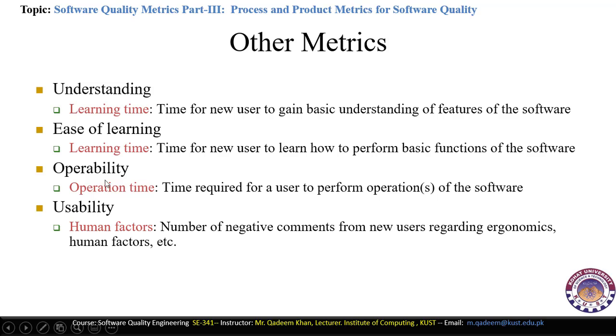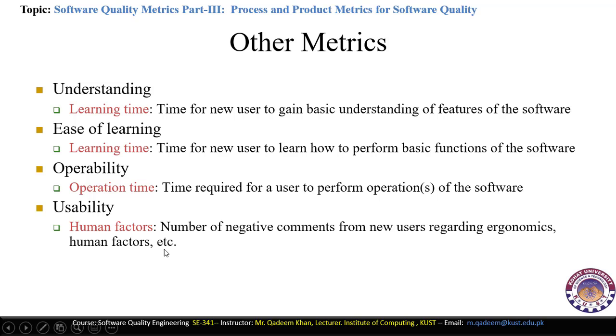The second one is operability. Operability means the operation time required to perform by the user. So the time required for a user to perform a certain operation of the software is the operation time. Similarly, we have usability. Usability is the human factors, meaning how easy that particular system is to be used by a human. So the number of negative comments from a new user regarding ergonomic human factors, etc.